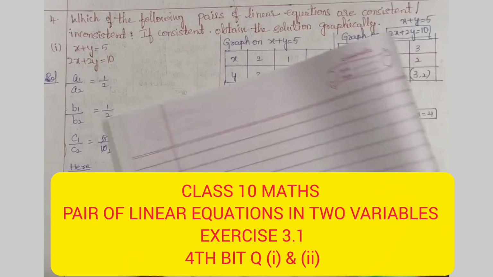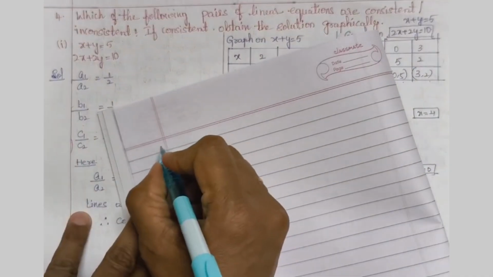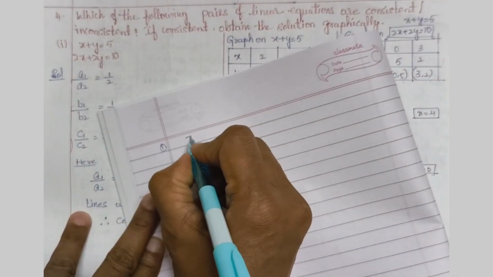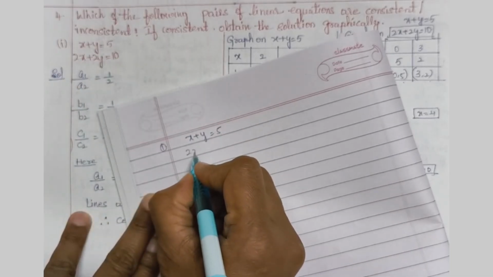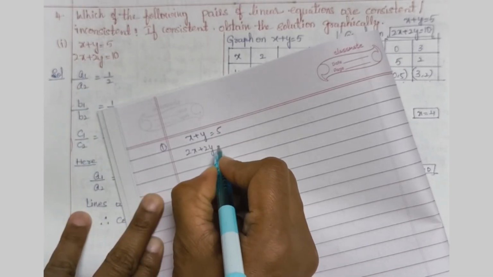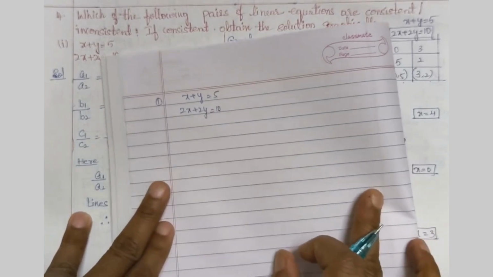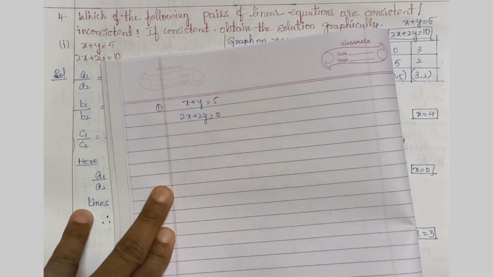So what is the first question? See here, x plus y is equal to 5. I am explaining the first question. x plus y equal to 5. Next, 2x plus 2y is equal to 10. We will solve it and find whether it is consistent or inconsistent. Before doing that, I will explain something.